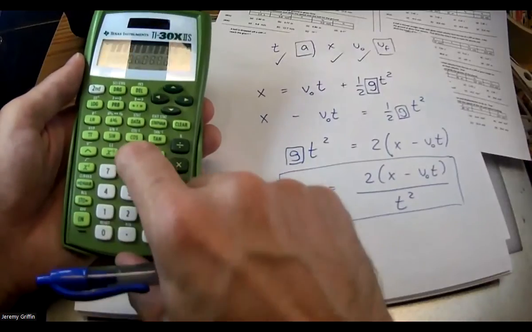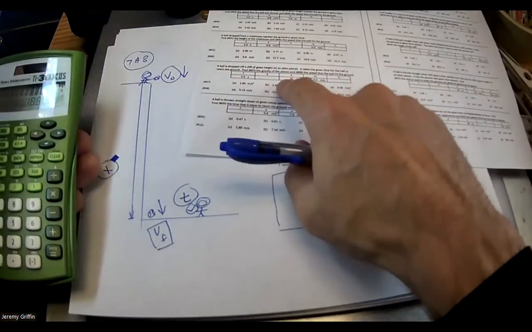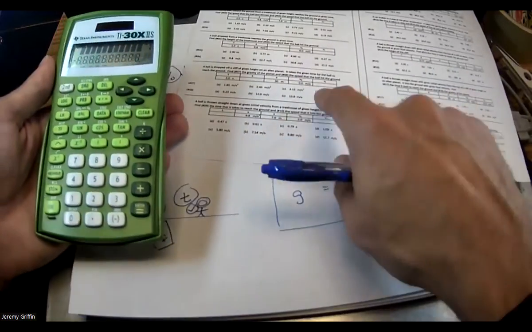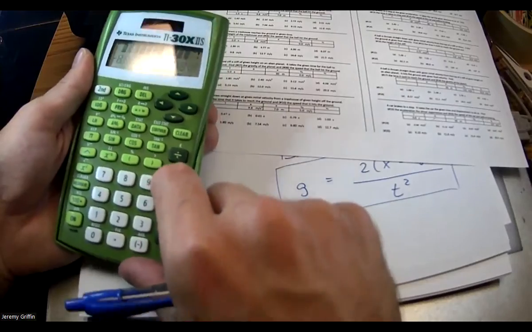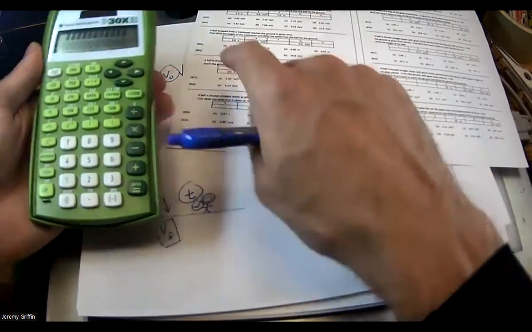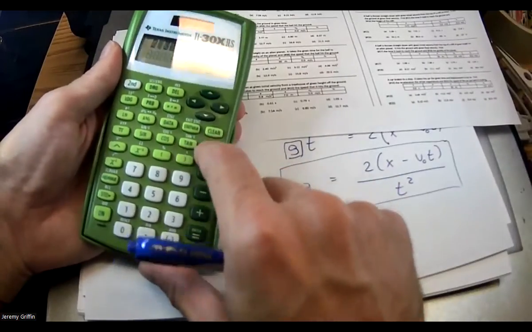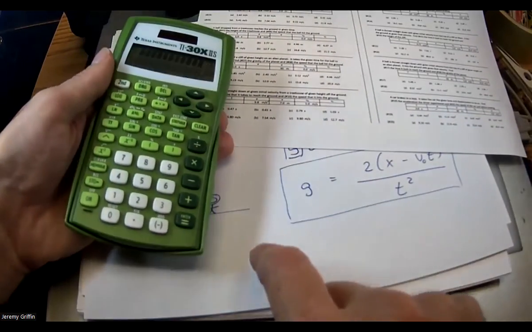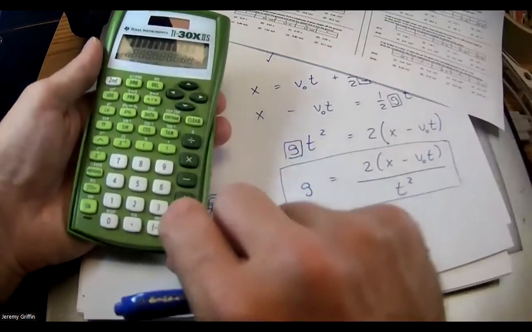Let's go 2 times, open parenthesis. The height of my cliff was 30 meters. Subtract now my throwing speed, which happened to be 0 because I said drop the ball. So 0 times the fall time of 5 seconds, all divided by the fall time squared. That's 5 seconds being squared. The number on my screen should tell me what the gravity field of the planet is.